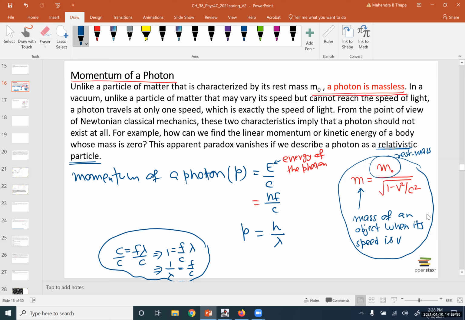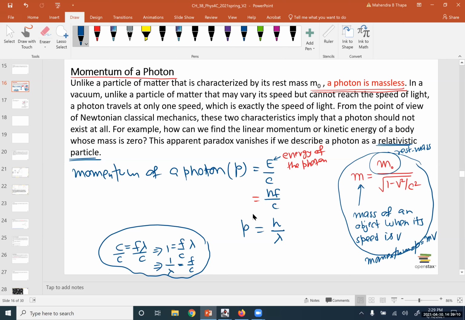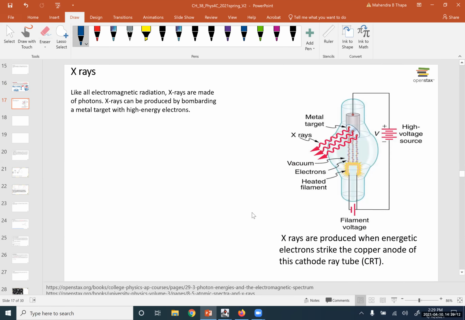But if a particle has mass, then we have to use m equals m naught over the square root of 1 minus v squared over c squared, and then we can write the momentum of the particle as p equals m times v. This is true if they have mass, but we don't have rest mass for the photon, so the earlier equation will be true. Let's move towards the application of this phenomenon.